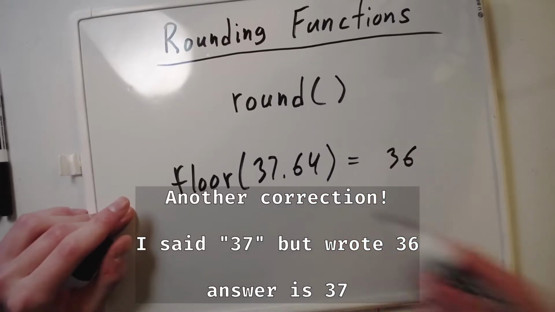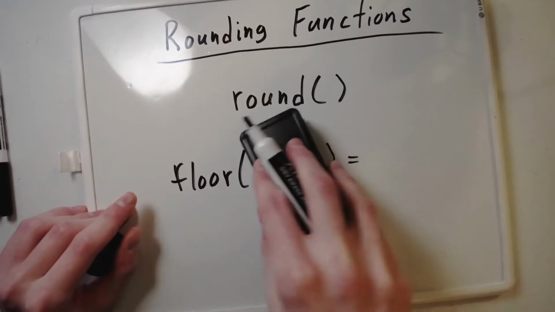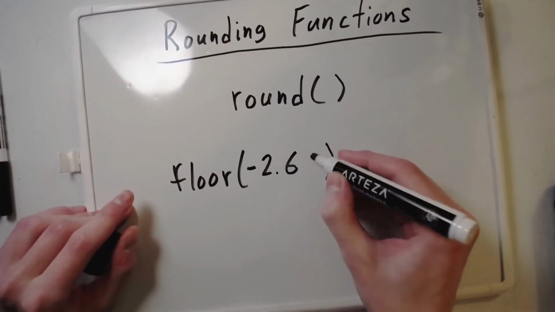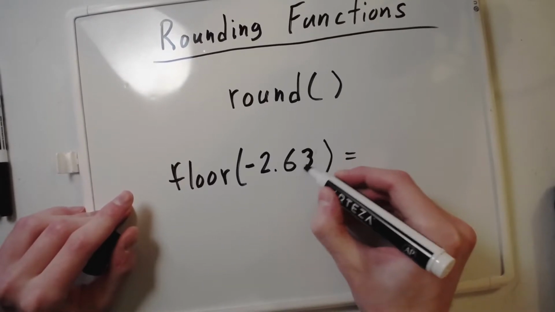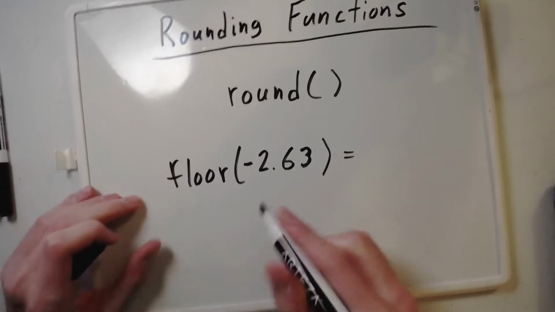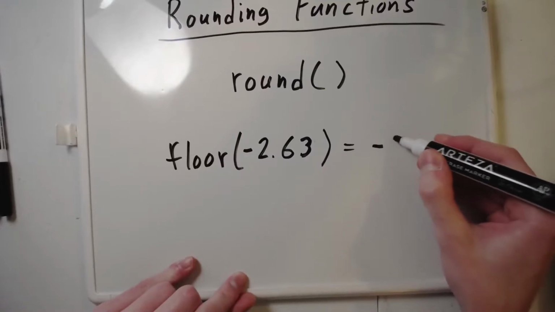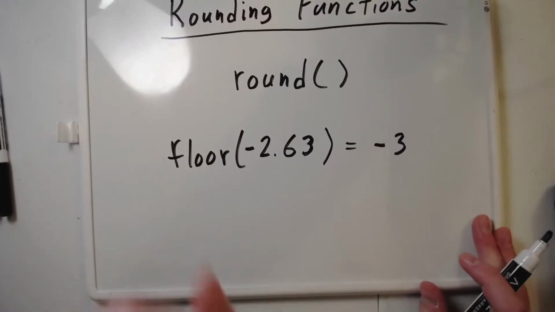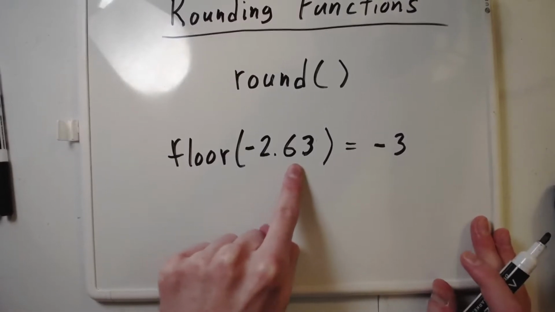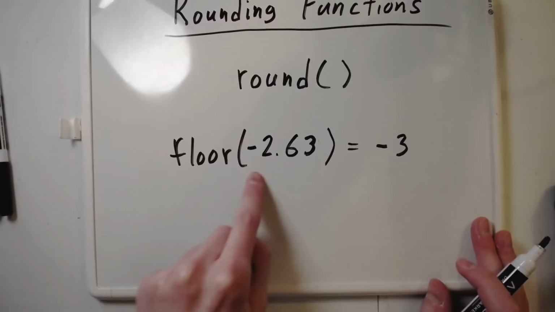Now, alternatively, let me write some different numbers here. If instead this is negative, we'll go negative 2.63, right? You say, well, what's this? Well, some people might say, well, it should be negative 2 because it's removing the fractional component. Well, no, it's not actually going to do that. So the answer is actually negative 3 because, like I said, floor always rounds down, always, okay? If you remove the fractional component from a negative number, the whole thing's negative.